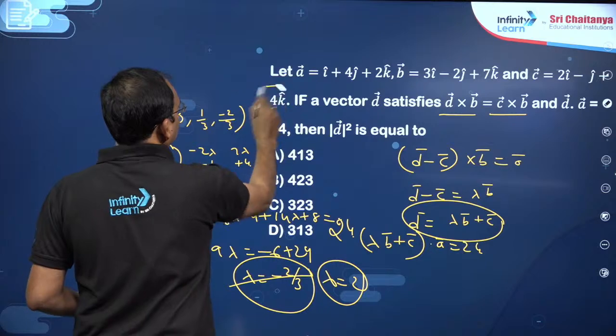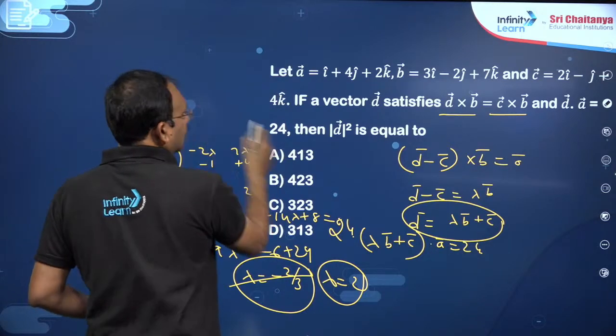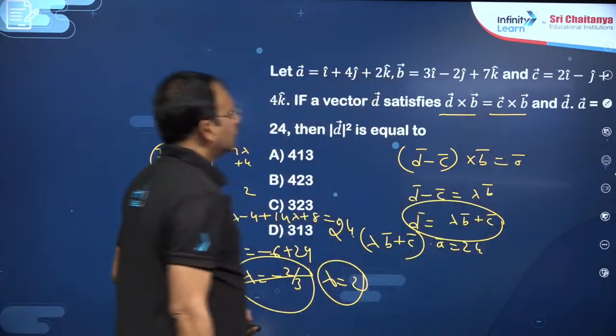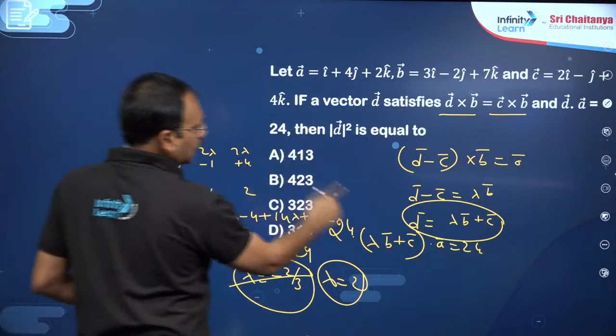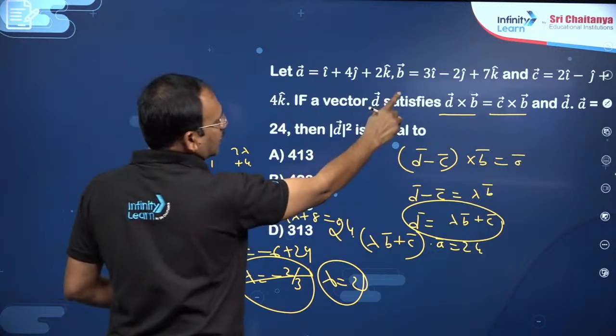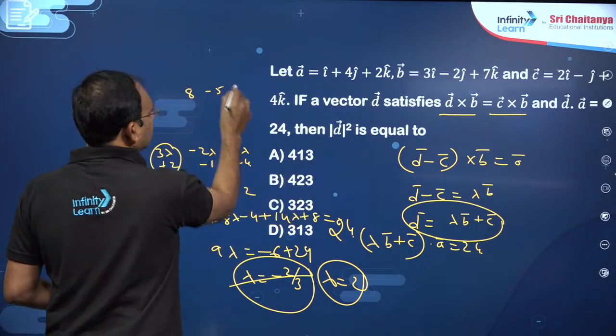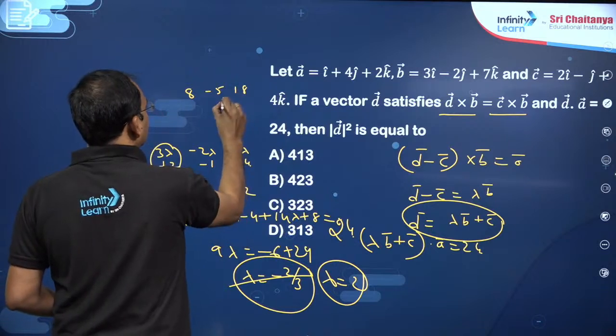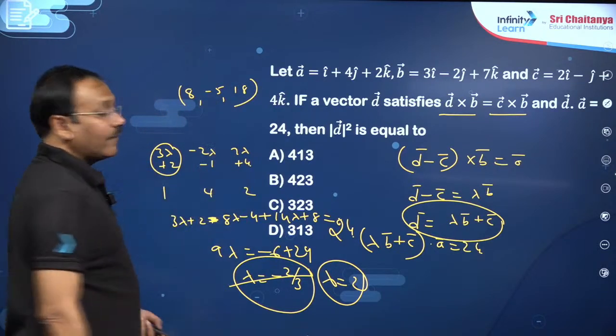lambda is equal to 2. So, you can write it as, you see, this is why you should read the question properly. So, 2b plus c means 2b plus c. This is 6 plus 2, 8, minus 4 minus 1, minus 5. This is 14 plus 4, that is 18. This is going to be your vector D bar.